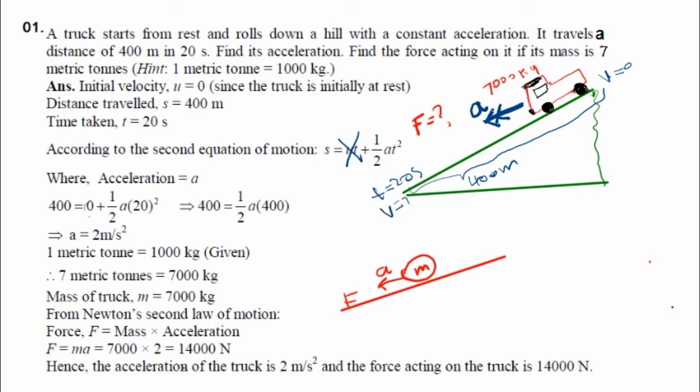As 1 metric ton is equal to 1000 kilograms, for the 7 metric tons the mass is going to be 7000 kilograms. Mass of the truck is 7000 kilograms, and from Newton's second law of motion, F equals ma. The truck is traveling downwards along the slope, so F equals ma: 7000 times 2 is 14,000 Newton. So you can find the acceleration as 2 m/s squared and the force as 14,000 Newton. Really simple. You learned something from the previous one.